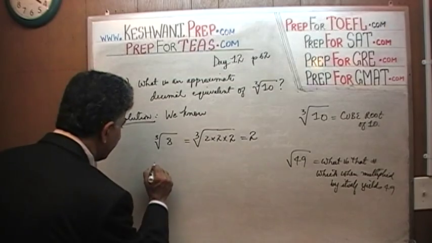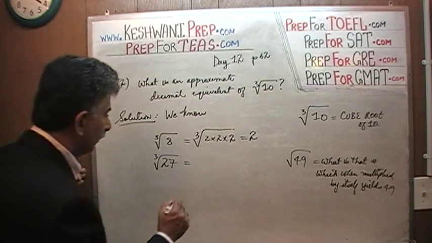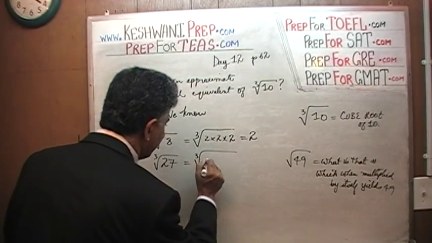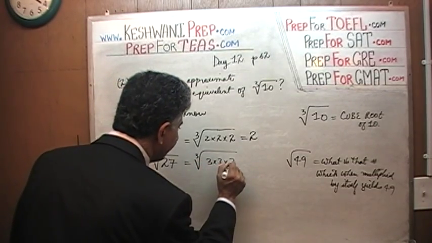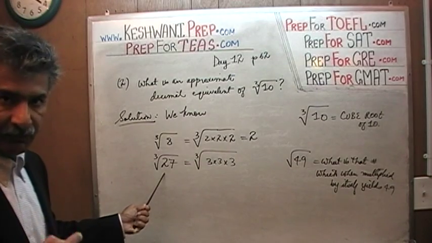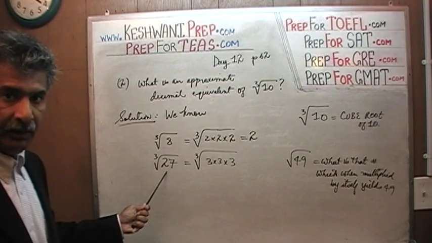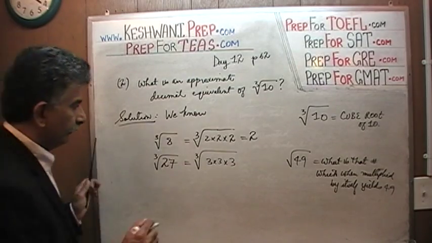Similarly, we know that the cube root of 27 should be, 27 can be written as 3 times 3 times 3. So what is that number which when multiplied by itself 3 times in a row yields 27? That number is 3.